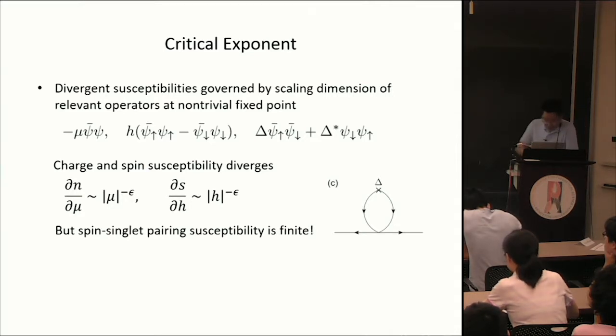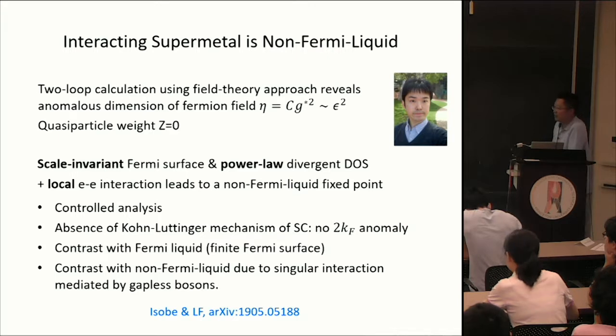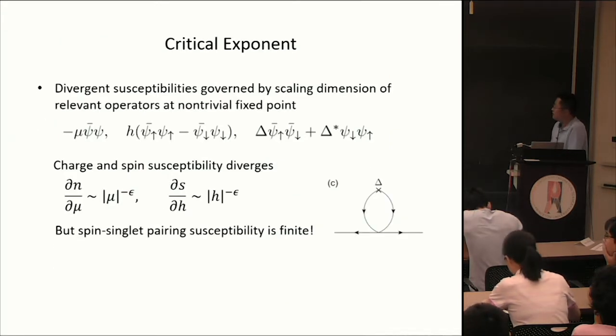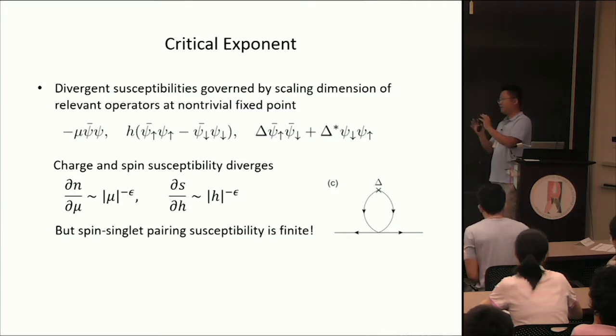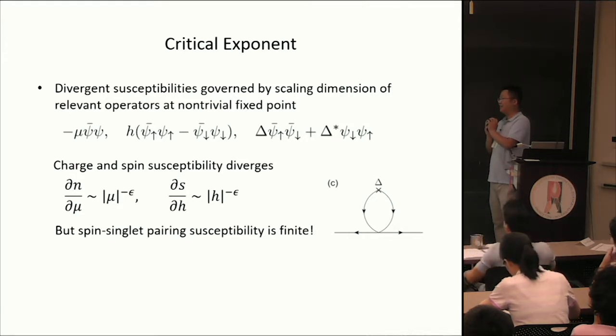One can give an intuitive description of why that happens. This actually is not quite surprising. Even for a system with a finite Fermi surface, in the presence of interactions, the pairing susceptibility does not have a log divergence anymore. It becomes finite, because the interactions are repulsive. Repulsive interaction, exactly.